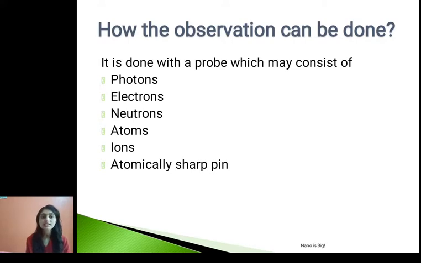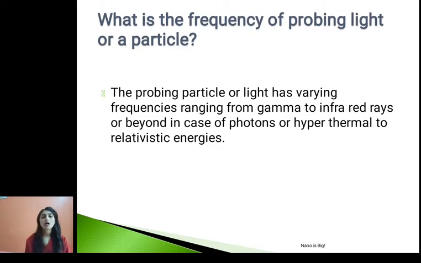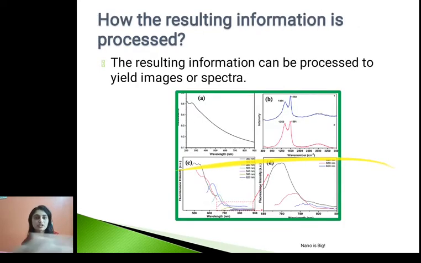How can the observations be done? At the nanoscale, these observations are done with a probe, and this probe may consist of either photons, electrons, neutrons, atoms, or ions. At times it may be atomically sharpened. What is the frequency of the probing light or particle? The probing particle or light has varying frequencies ranging from gamma to infrared rays or beyond in the case of photons, or hyperthermal to relativistic energies.